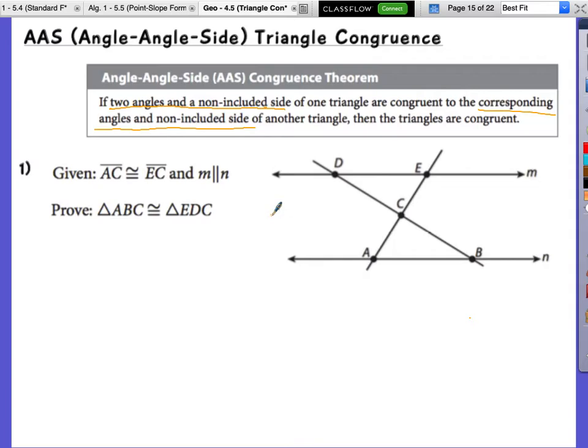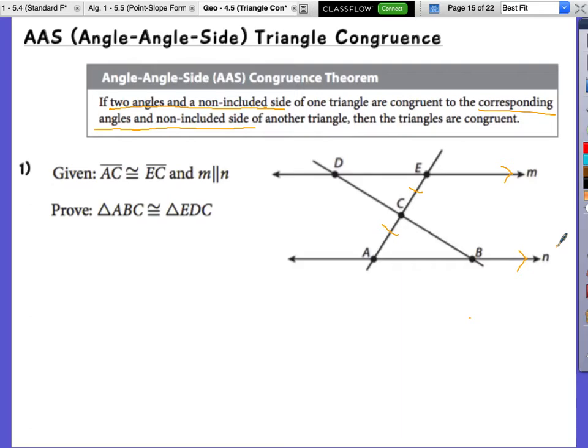So instead of having the included side like we had with angle, side, angle, the first one we learned, we're switching it up. We're saying, let's have the non-included side now, and we can make this work as well. If we're given that segment AC is congruent to segment EC in this picture, let's mark that. And we're also given that line M is parallel to line N. So let's mark that.